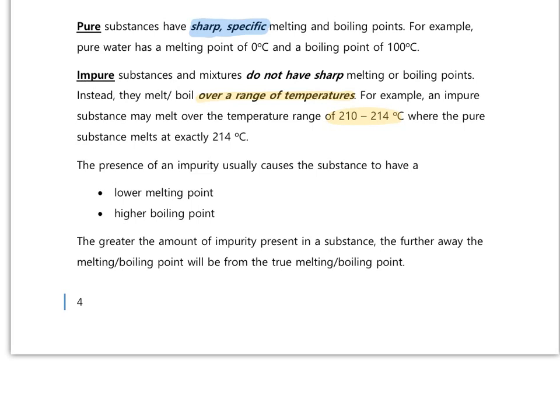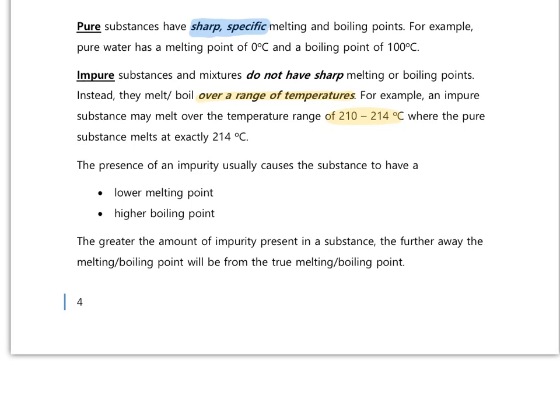So if we relate this to the graph above, instead of the temperature remaining constant while it is melting, the temperature will actually be going up a little bit during that melting process, which is how we could tell that the substance is impure. So how we identify something as an impure substance is that it will melt or boil over a range of temperatures.